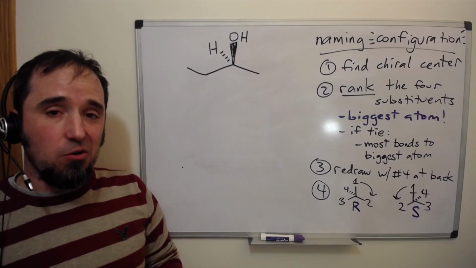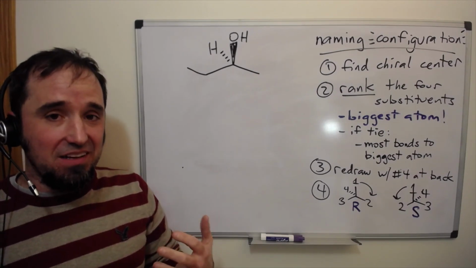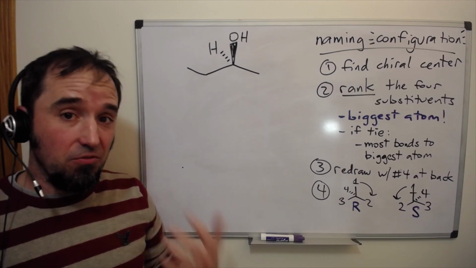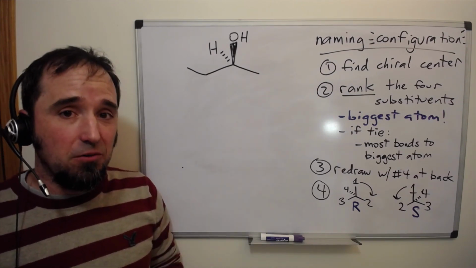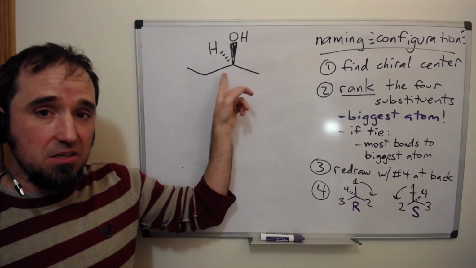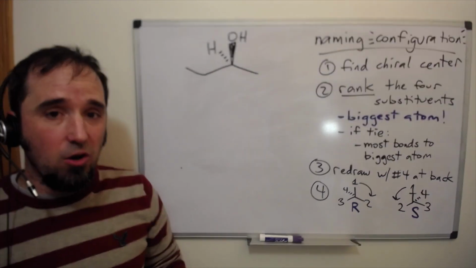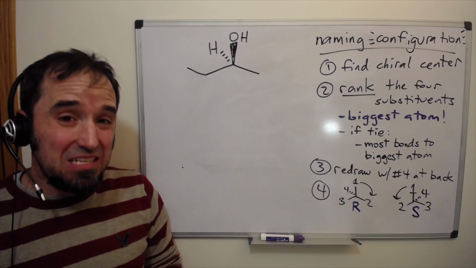So here are the person-invented rules of how we're going to do this. First, we're going to find the chiral center. So here's the chiral center in 2-butanol. Then we are going to rank the 4 substituents.